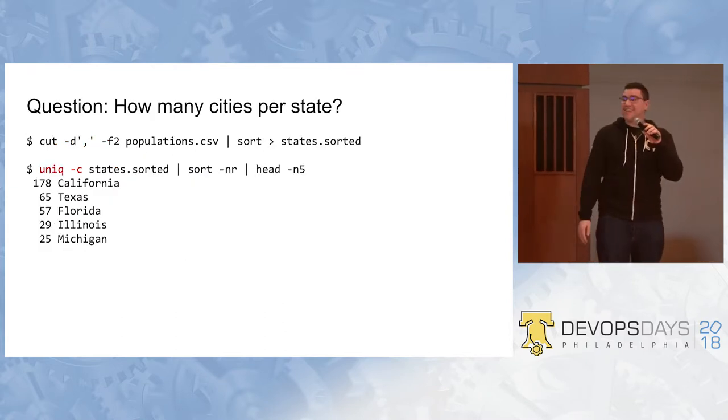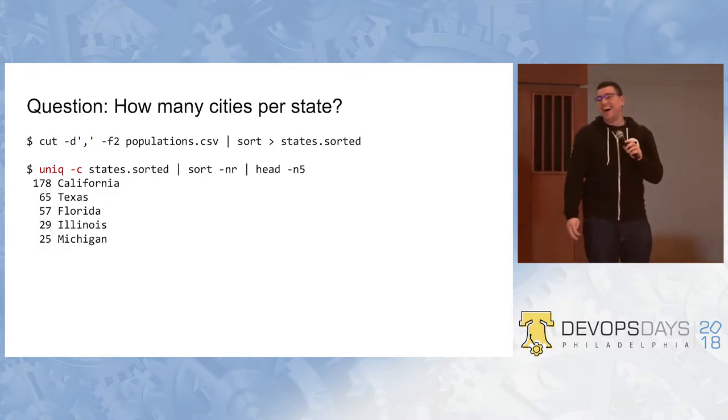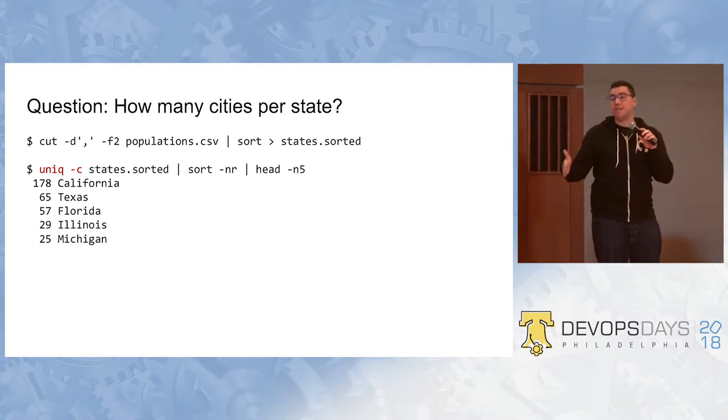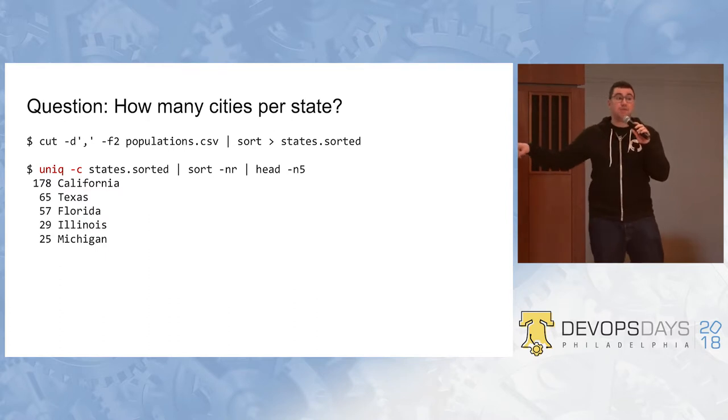So next step is how to group your data. If I wanted to answer the question, how many cities per state there are, I can use uniq. uniq requires sorted input. That is important to note.